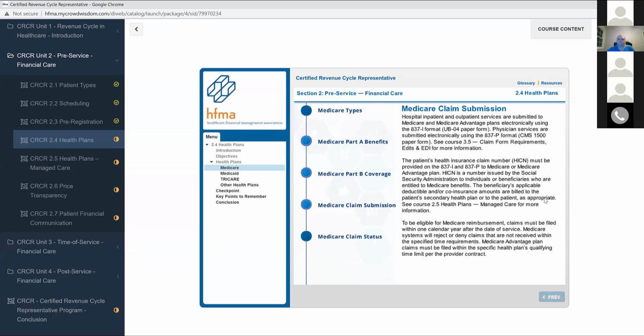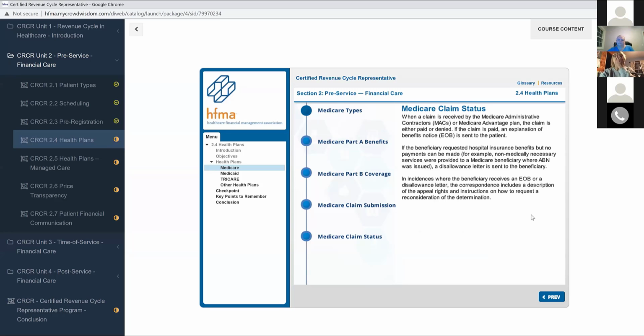Medicare claim status: when a claim is received by Medicare or the Medicare Advantage plan, the claim is either paid or denied, and then you will get the EOB, and that's sent to the patient as well. If the beneficiary requested hospital insurance benefits and no payment can be made, that's when the ABN comes into play, and that should have been done already. In instances where the beneficiary receives an EOB or a disallowance letter, the correspondence will include a description of appeal rights and instructions.